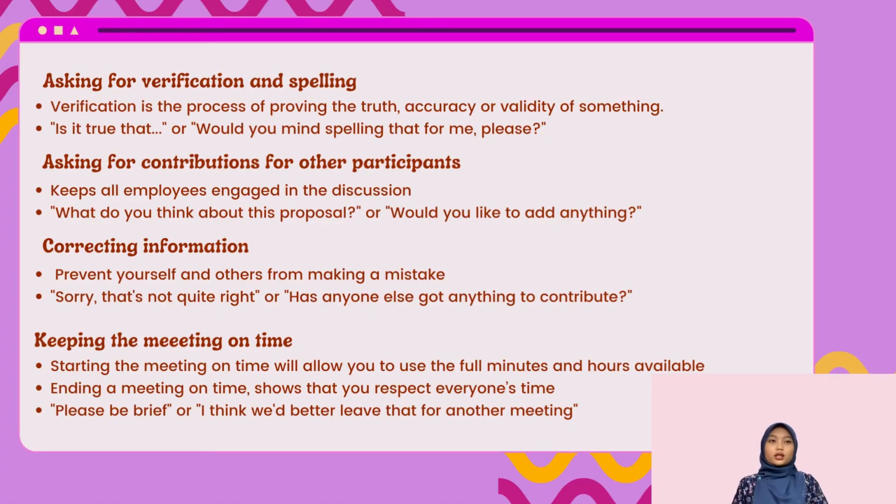One of the language functions in a meeting is asking for verification. Verification is the process of proving the truth, accuracy, or validity of something.